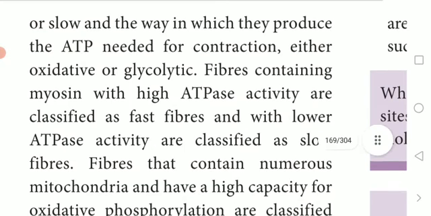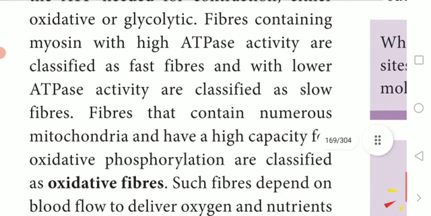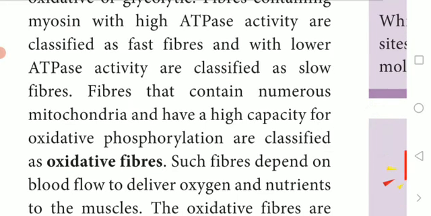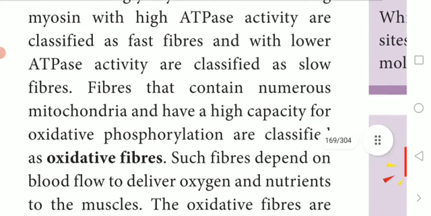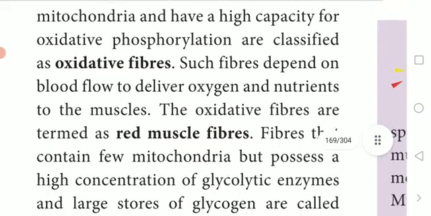Fibers containing myosin with high ATPase activity are classified as fast fibers, and those with lower ATPase activity are classified as slow fibers. The fibers that contain numerous mitochondria and have a high capacity for oxidative phosphorylation are called oxidative fibers. Such fibers depend on blood flow to deliver oxygen and nutrients to the muscles. The oxidative fibers are termed red muscle fibers.